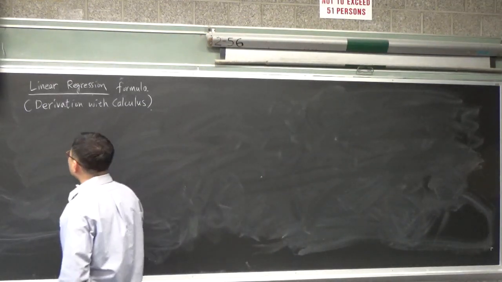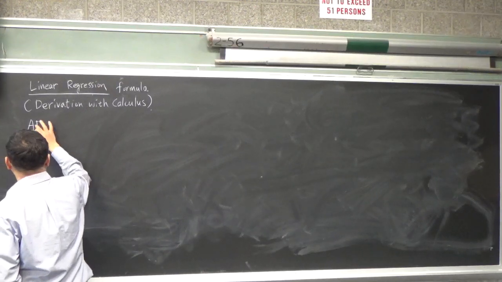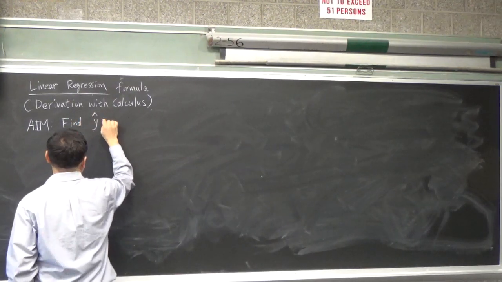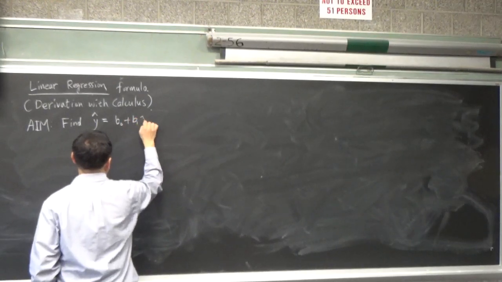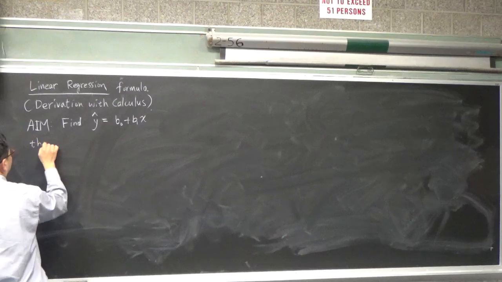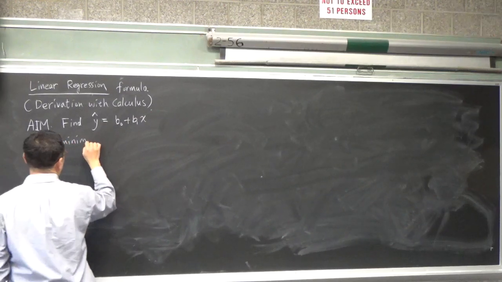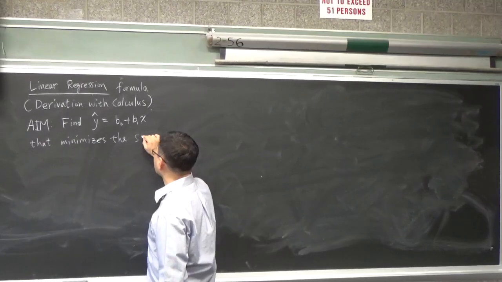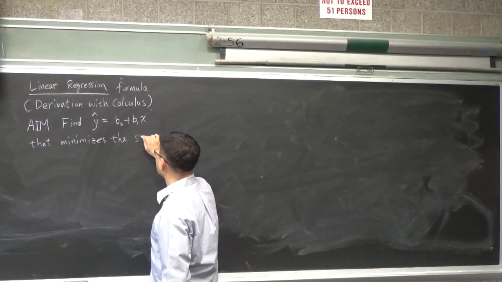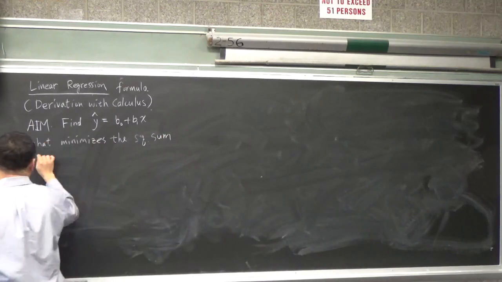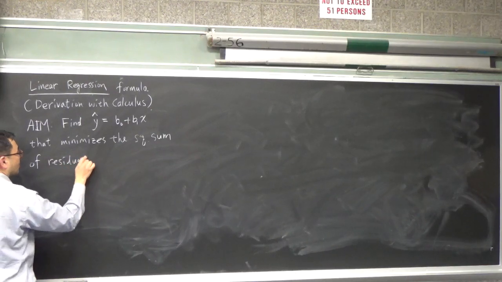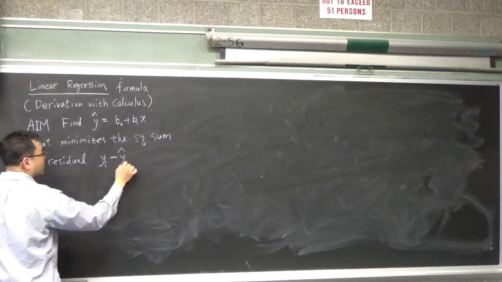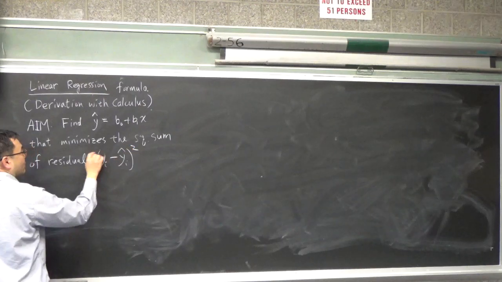Okay, so aim. Find y hat equals to b0 plus b1x that minimizes the square sum of residual, which is the y actual value minus the predicted value, squared, and you add them up. Okay.